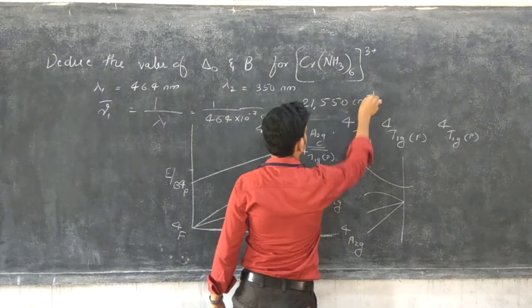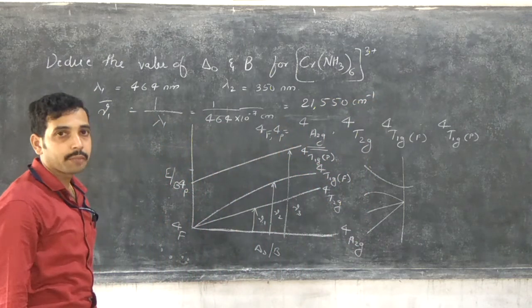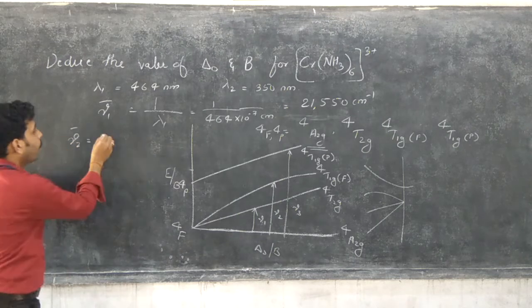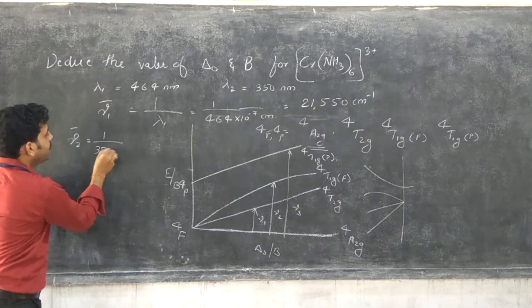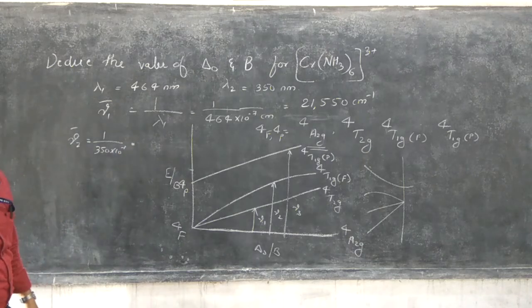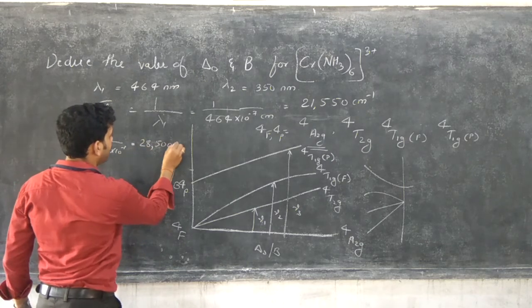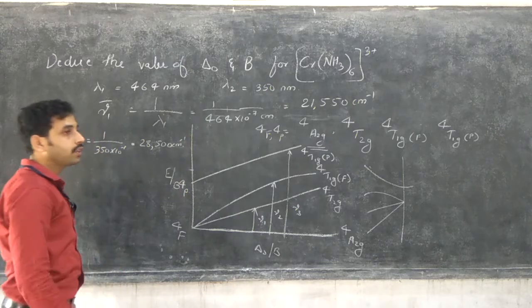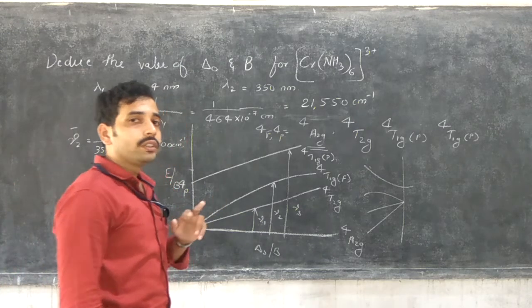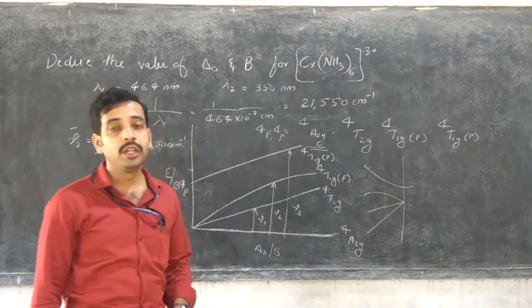Its value is 21,550 per centimeter. Similarly, nu 2 bar is equal to 1 divided by 350 times 10 to the power minus 7, which is equal to 28,500 per centimeter. That's how nu 1 and nu 2 are calculated.